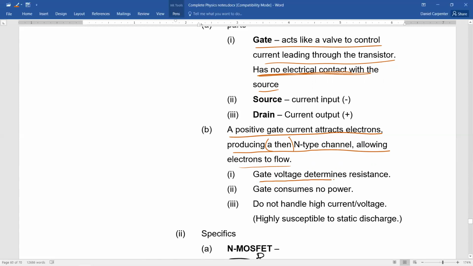The gate voltage determines resistance. So notice this. The gate voltage determines the resistance. By determining the resistance, the gate voltage can control the, shall I say, the flow level, or in other words, these are variable current depending on the voltage. Again, we consume no power at the gate, so it's more efficient. But again, these do not handle high voltage or current, and they are very susceptible to static discharge.